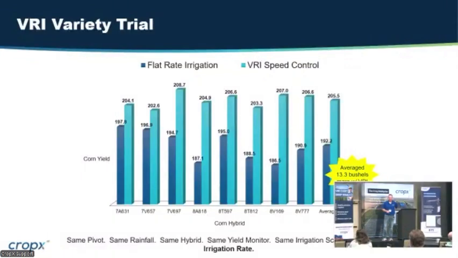Yep, so the question is, can we easily transfer these prescriptions over to the pivot controllers? The way the CropX system works today, we have a standard CSV export, which can be imported into any pivot telemetry. And then we have a direct API with the Ranke telemetry that can do a seamless export right from the web.